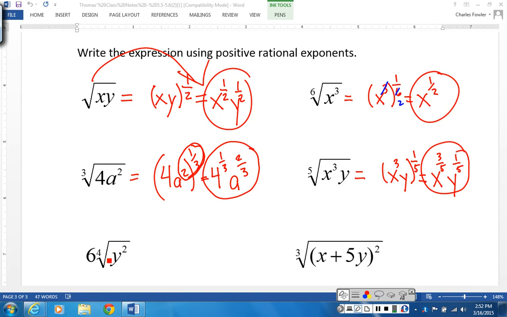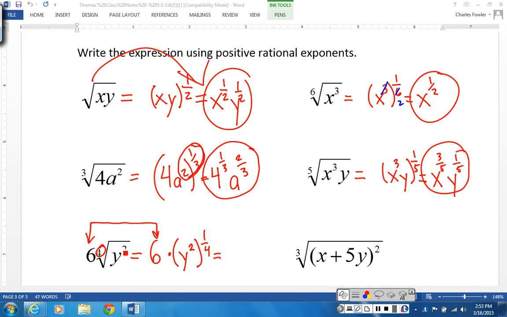Alright, next I wanted to show you this because notice that the 6 is outside of the radical. So I don't want you putting that in parentheses. I just want you to say 6 times, but inside the parentheses I want you to say y squared to the what power? Because of that 4 there, it's going to be 1/4. But notice how I separated the 6. Don't put the 6 in the parentheses because that would change the answer. So 6 is on the outside like so.